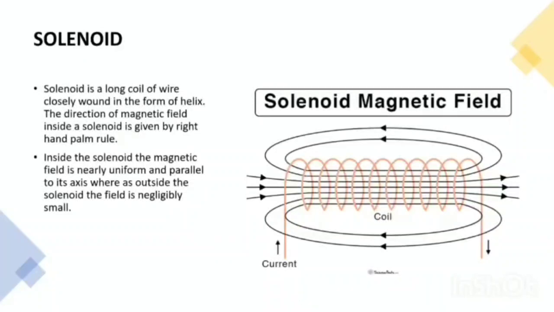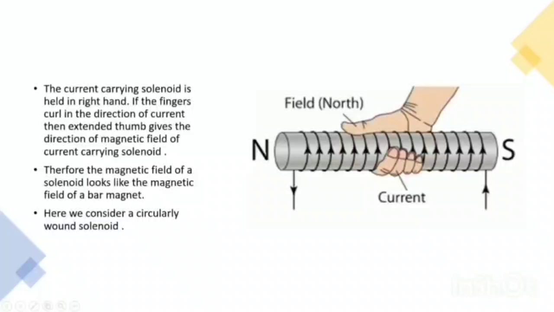The magnetic field of the solenoid is given by the superposition of magnetic fields of each turn of the solenoid. The direction of the magnetic field due to the solenoid is given by the right-hand palm rule. Inside the solenoid, the magnetic field is uniform and parallel to its axis, whereas outside the solenoid, the magnetic field is negligibly small. Based on the direction of current, one end of the solenoid behaves like a North Pole and the other end behaves like a South Pole.